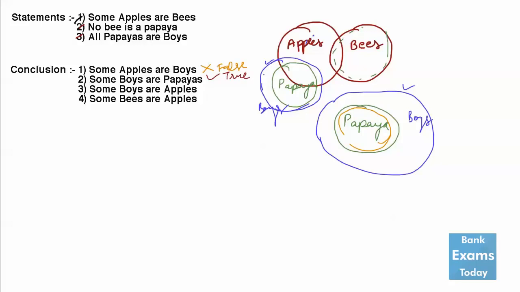Some boys are apples. If you look at this situation, here is apples and here are boys. So there is no relation between boys and apples. So this one is also false. Some bees are apples. So give a look to this part. A part of bees are apples. So this one is right.